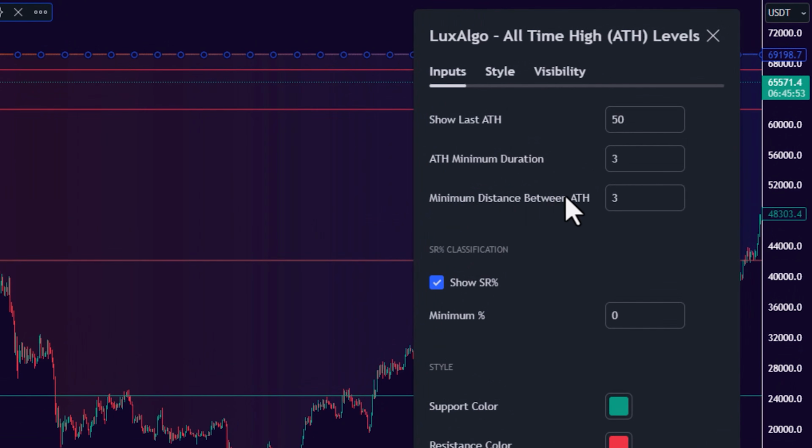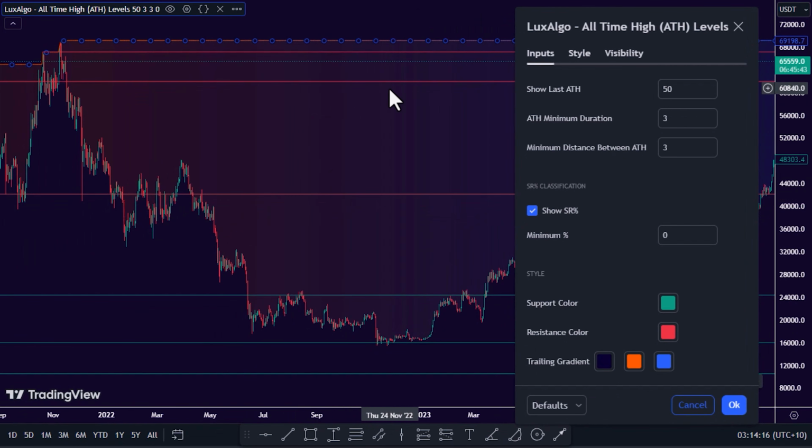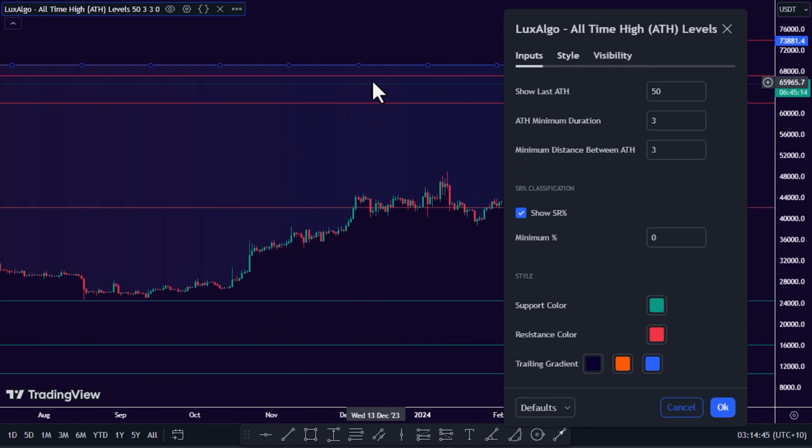Minimum distance between ATH. Minimum distance between displayed ATH levels starting from the most recent ATH. This distance is a multiple of the average true range. When displaying each historical level, some of them can be very close to each other. Users can use the minimum distance between ATH setting to filter out levels too close to each other, with higher values of this setting returning more spaced levels. Distances are first evaluated from the most recent ATH. Note that this setting can cause repainting.